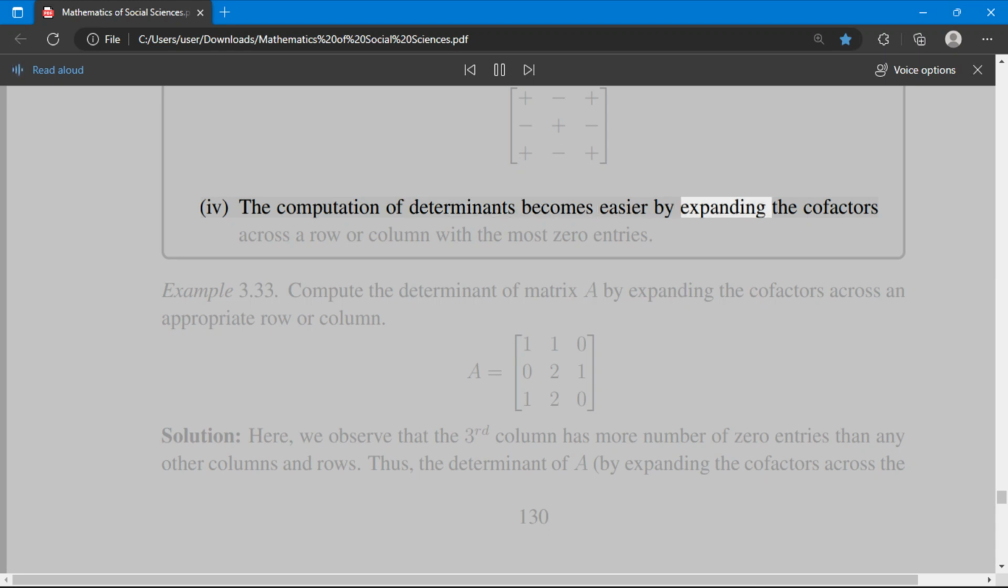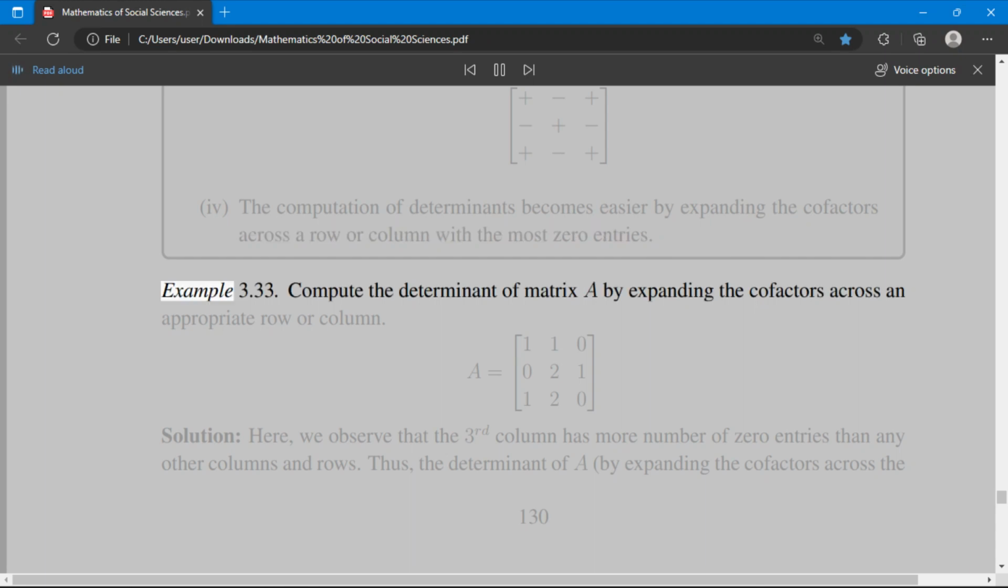4. The computation of determinants becomes easier by expanding the cofactors across a row or column with the most 0 entries. Example 3.33.